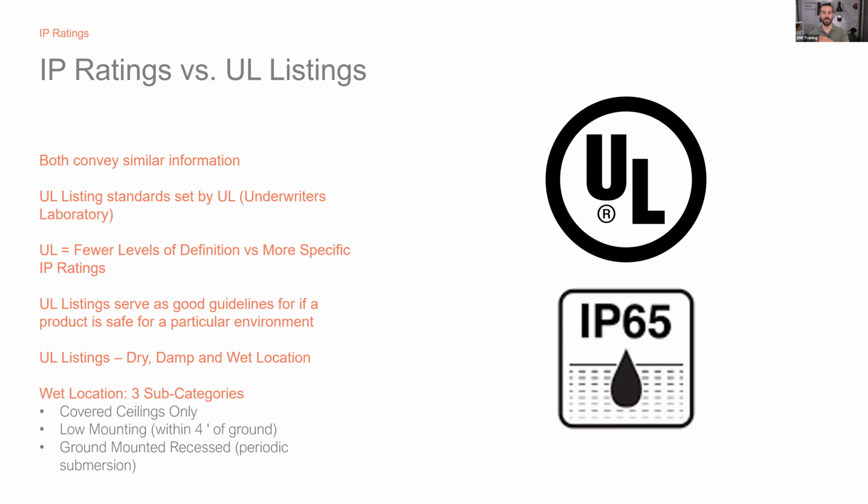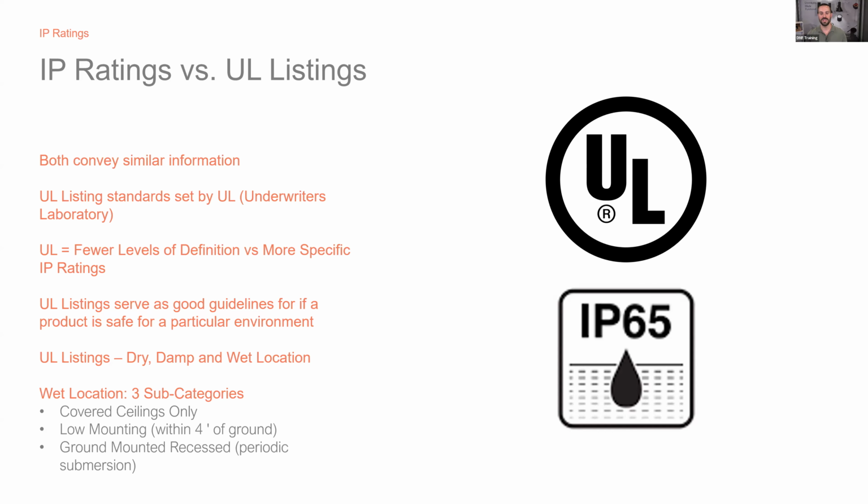So dry is really for dry areas only. Damp is meant to be used in bathrooms, places that are going to be humid and damp, but not exposed directly to water. And then wet location has these three subcategories. So there's covered ceilings only. This is something you see a lot for downlights, where when it's installed in a covered ceiling, it's protected from below the ceiling. But if you were to pour water from the level above it, if there's a bathroom leak or something, that's not going to be protected in that case.